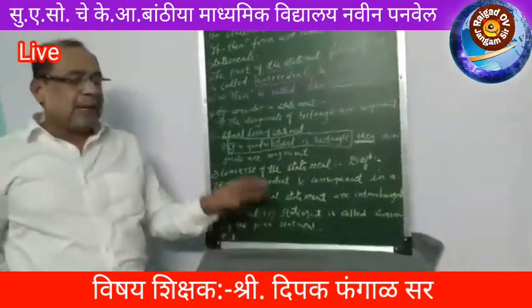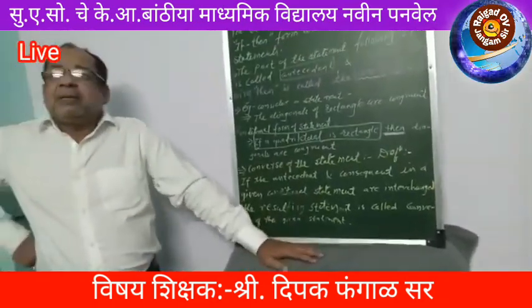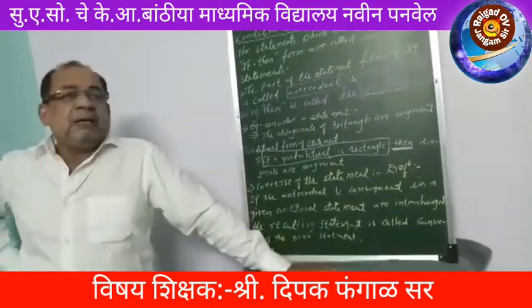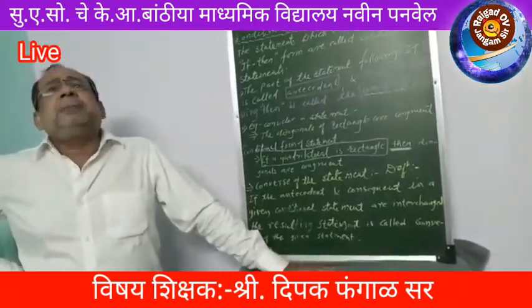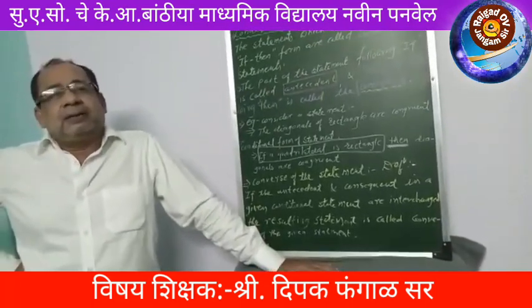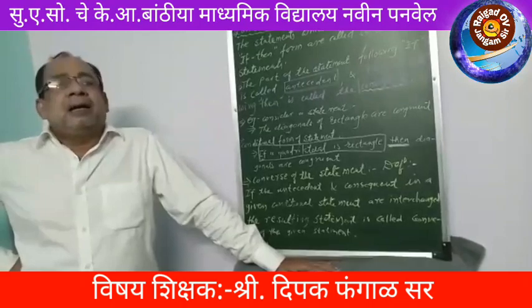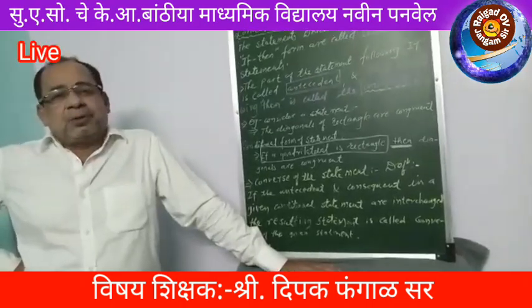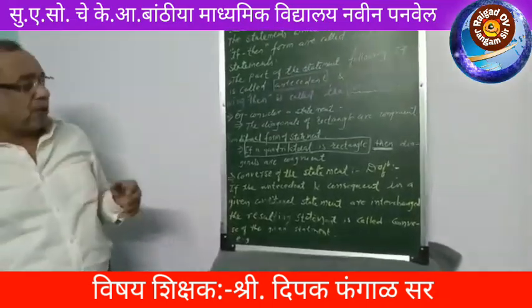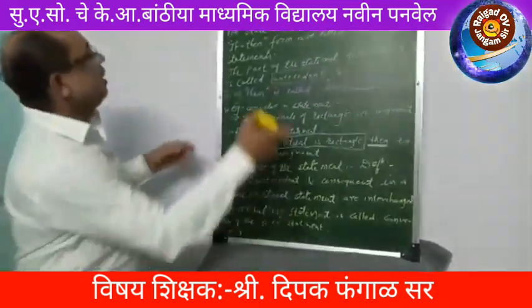So see here, I will tell you one example. This is the conditional statement. If two sides of a triangle are congruent, then the angles opposite them are also congruent. This is the conditional statement. What do we have given here? See here, if two sides.